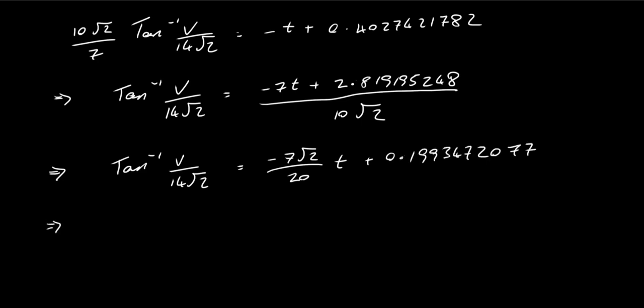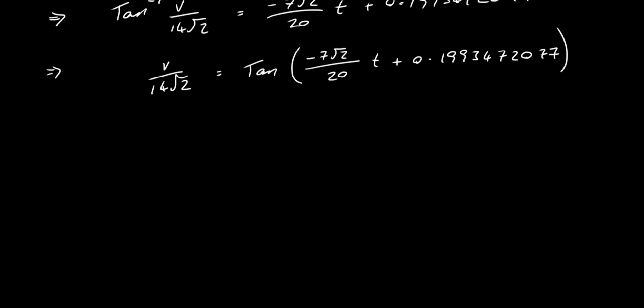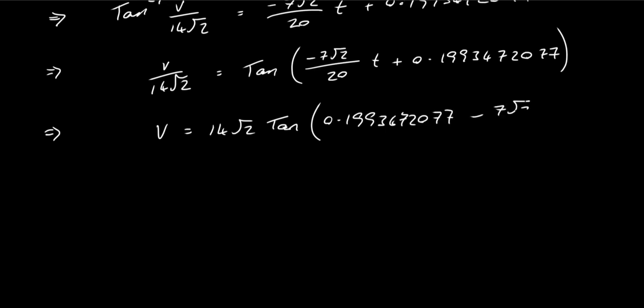Okay, so what we need to do then is, if tan inverse of this is equal to all of this here, it just means that if you find the tan of this on the right hand side, you'll get v over 14 root 2. So v over 14 root 2 is equal to the tan of all of this on the right hand side. Okay, and then finally we just need to multiply both sides by 14 root 2. So that'll finally give us v is equal to 14 root 2 tan of, I'll put the positive number first, 0.199 minus 7 root 2 over 20 t. And that's it for this question.